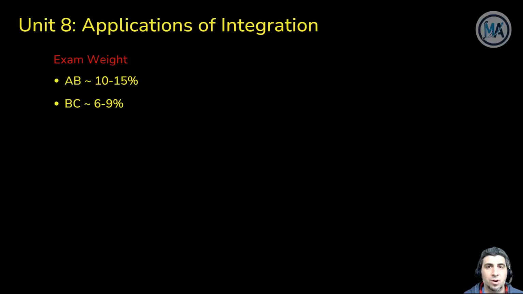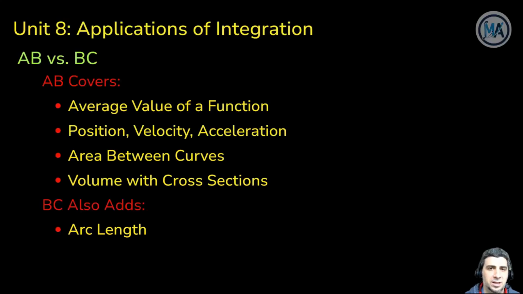Unit 8 is approximately 10 to 15% of the AB exam, and it's approximately 6 to 9% of the BC exam. Couple quick distinctions here. AB is going to cover average value of a function, position, velocity, and acceleration connections, area between two curves, and volumes with cross sections. BC covers all of those and also adds arc length.